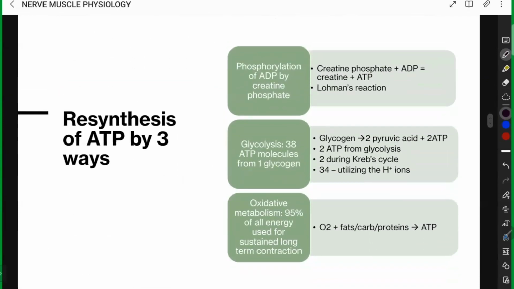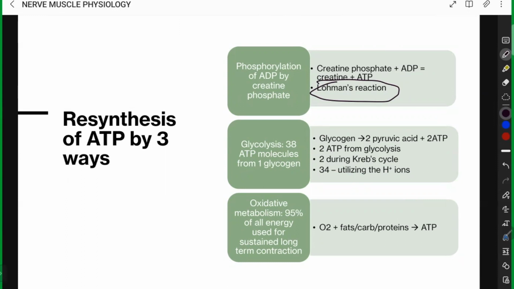How do you resynthesize your ATP? Because ATP is required. So, phosphorylation of ADP by creatine phosphate. Creatine phosphate plus ADP gives you creatine plus ATP. This is called Lohmann's reaction. Again, I repeat: creatine phosphate plus ADP gives you creatine plus ATP. This is called Lohmann's reaction.